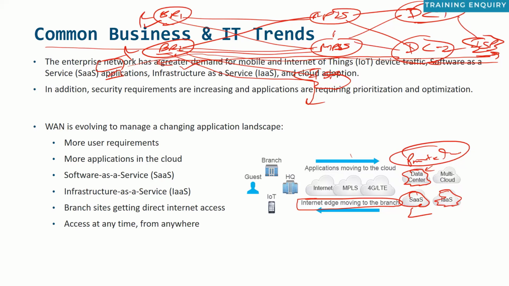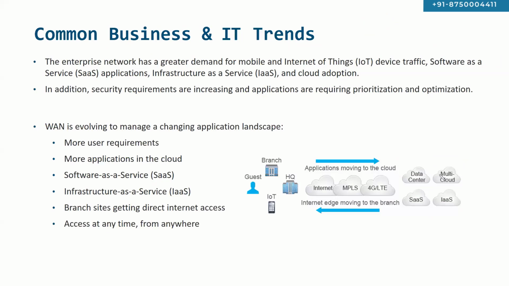So when it comes to infrastructure as a service, which means that you are deploying some of your applications in the cloud, one way to access those applications hosted in AWS is to establish an IPsec tunnel from the data center to your AWS VPC. I don't know how many of you have heard this terminology, VPC. So with this VPC, you would have to establish an IPsec tunnel.